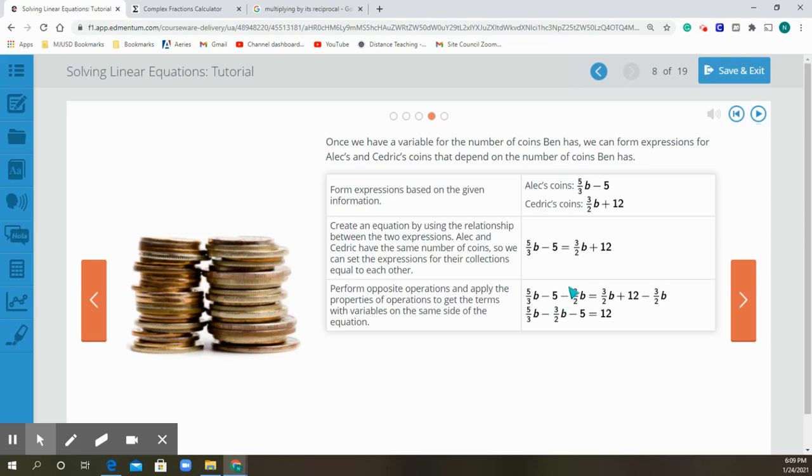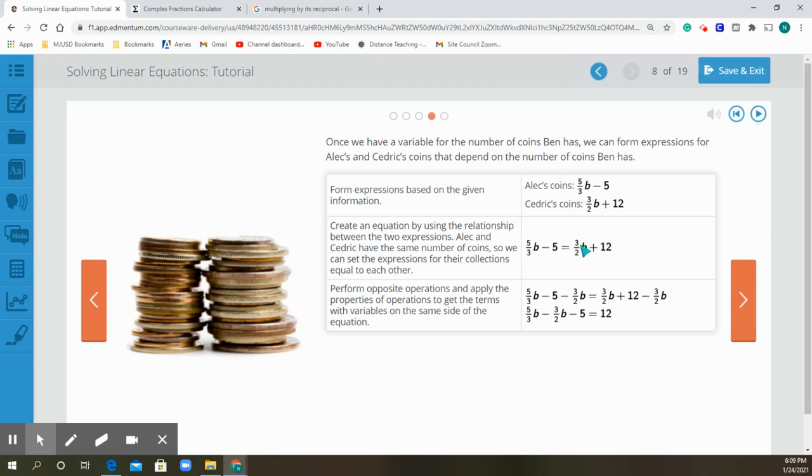But it's the same idea. We're making an expression, and then another expression, and then putting them together as an equation, and then we are getting the variables by themselves.